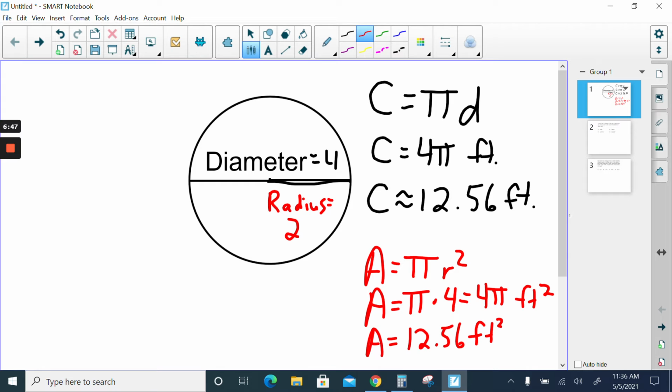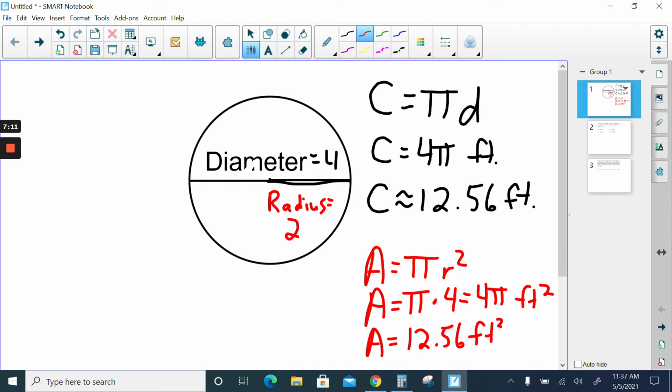And every time we do area, it has to be in square units: square feet, square inches, square miles, because the area is how much space we have inside. And we can't just draw a line here. We'd have to make tiny little squares measuring, in this case, foot by foot squares. We'd be able to fit 12.56 of them inside this circle right here.